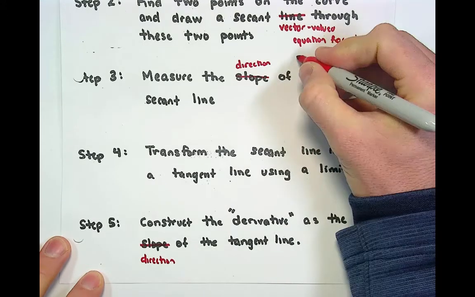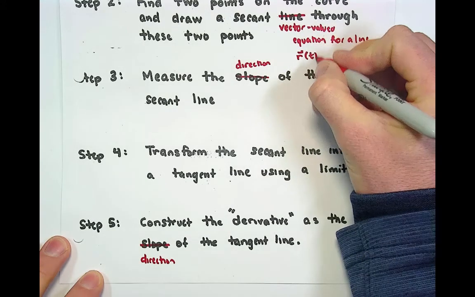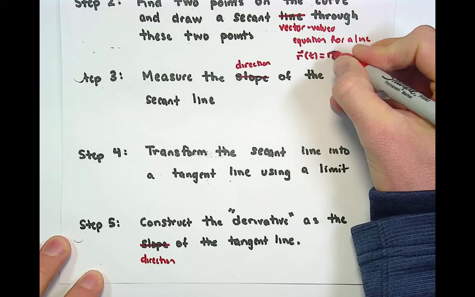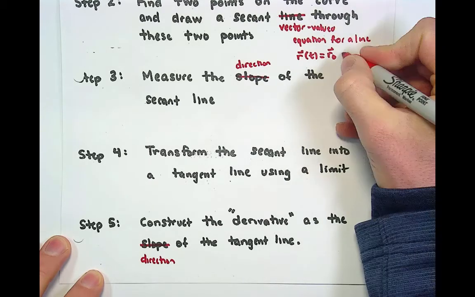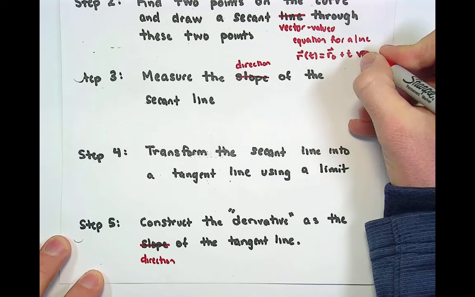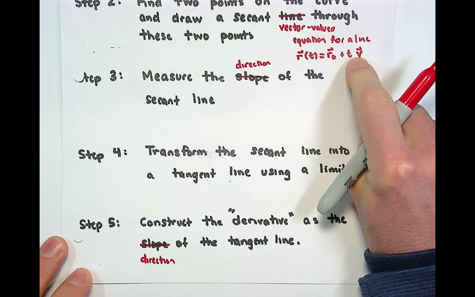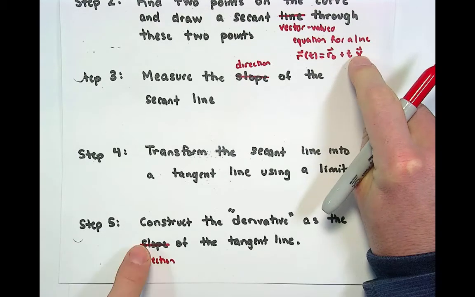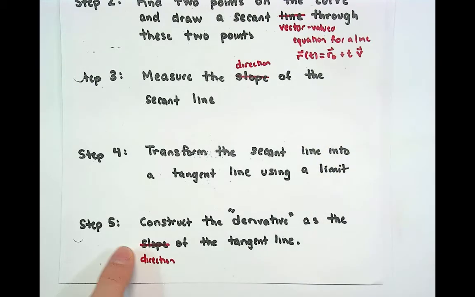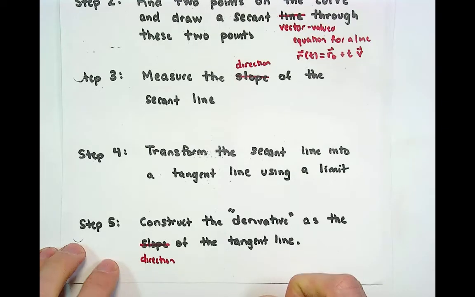And what I mean by this is, if you think about the secant line, it is going to be given by some point plus a scalar multiple times a direction. And this is the direction that we're going to produce. The direction of the secant line in the limit will be the direction of the tangent line, and we will call that direction the derivative of the vector valued function. Pretty cool, right?